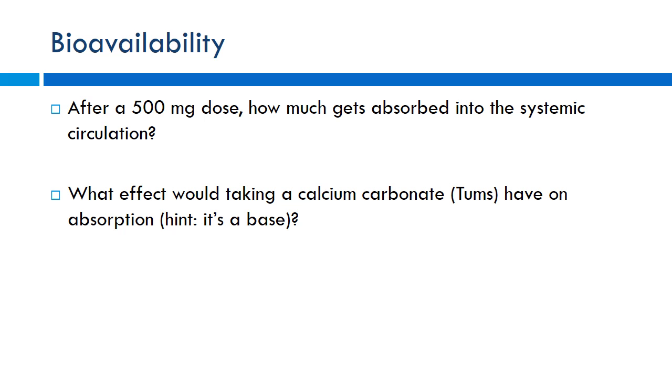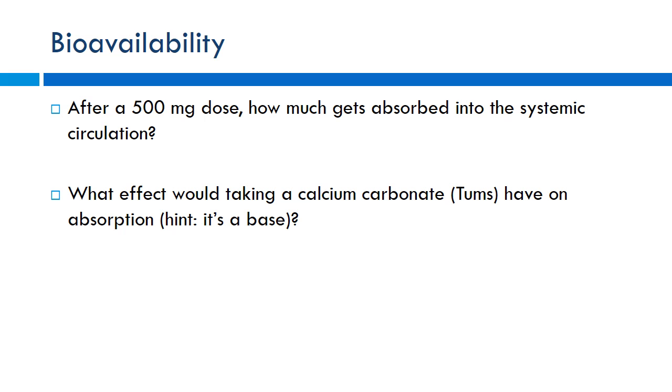So what was the bioavailability? 90%, right? So 90% of 500 is 450 milligrams. So again, just knock off 10% for the liver. That's the liver tax we had to pay. Now we've got 450 milligrams getting into the systemic circulation.